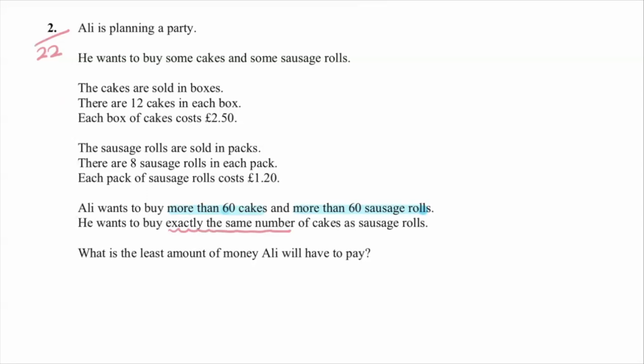Cakes are sold in boxes. So I'm going to draw a box, and there are 12 in each box. And each box costs £2.50. Now, if I was to times my boxes up by 5, that would get me 60, which is no good because it must be more, remember. If I times through by 6, it will get me 72.